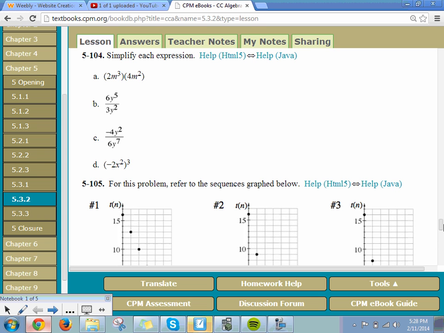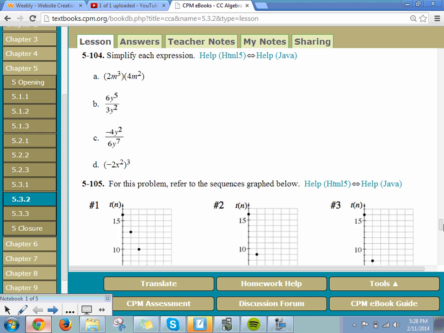In 104, it asks us to simplify each expression. These are similar to ones you saw on your quiz, good refreshers, definitely types of problems you'll see on the ACT, and whenever you take a test that challenges your basic math skills.